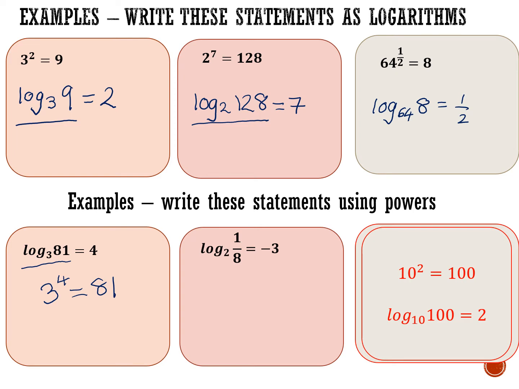Let's do this final one. A little bit trickier numbers. Remember, my base is going to be 2. The answer is the power, so 2 to the minus 3. We know our negative powers are 1 over, so that's going to be 1 over 2 cubed, well, that's going to be 1 over 8.